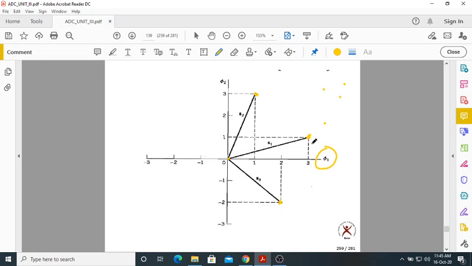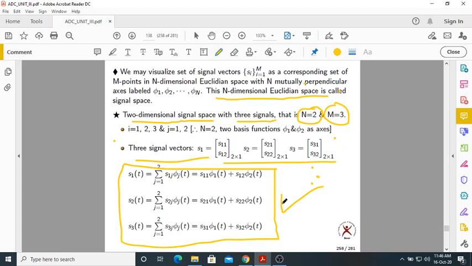Now, what are the coordinates of this point? Generally, S11, S12. What about this? S21, S22. What about this? S31, S32. So these are the points in a 2-dimensional signal space. The point coordinates are S11, S12, S21, S22, S31, S32. These are the coordinates, obviously, isn't it?